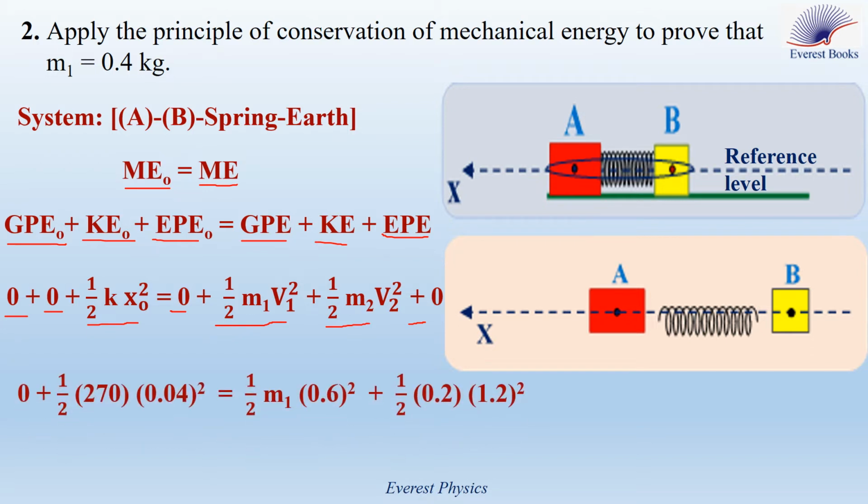Now, replace each physical quantity by its value. The force constant is 270 newtons per meter. The compression of the spring initially is 4 centimeters. So we divide it by 100, it becomes 0.04 meters. m1 is unknown. v1, as we have seen in part 1, is equal to 0.6 meters per second. m2 is equal to 0.2 kilograms and v2 is equal to 1.2 meters per second, as we have seen in part 1. So this is going to give m1 equal to 0.4 kilograms.